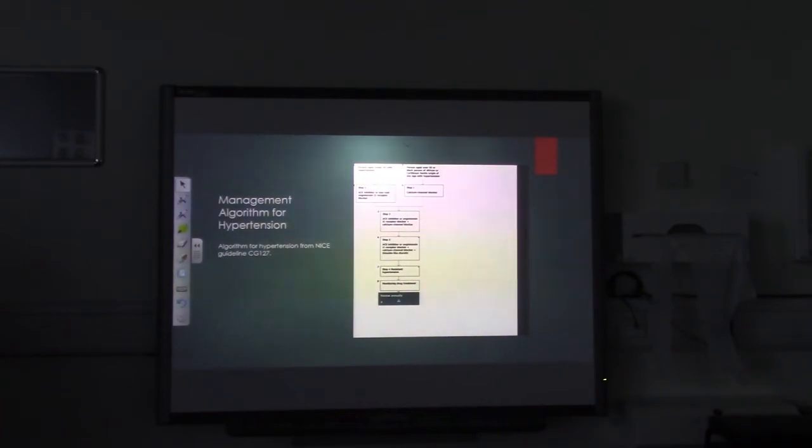Again, this algorithm is taken from the NICE guidelines, CG127, and it's about how we manage pharmacological management of hypertension. We need to look at lifestyle always, so we need to think about patient-centeredness. We need to talk to them about lifestyle, exercise, diet, alcohol intake, all things that can contribute to hypertension.